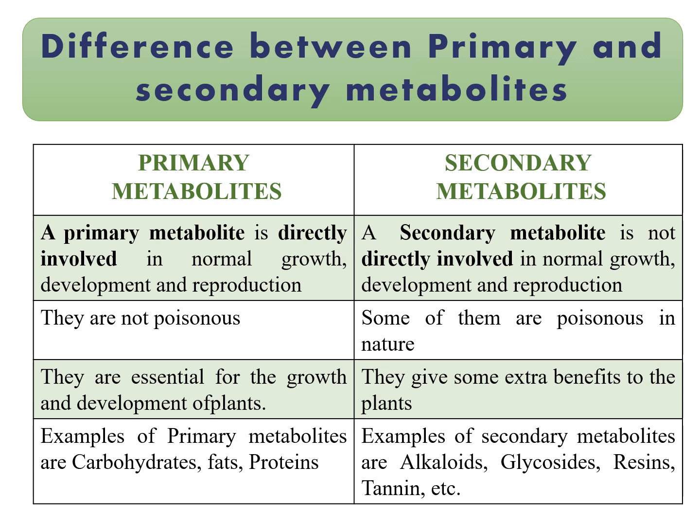If we look at the examples, primary metabolites are mainly carbohydrates, as I told you, the food or glucose which is synthesized from photosynthesis, fats and proteins, etc. They are the examples of primary metabolites. Among the secondary metabolites, there are alkaloids, glycosides, resins and tannins, etc.